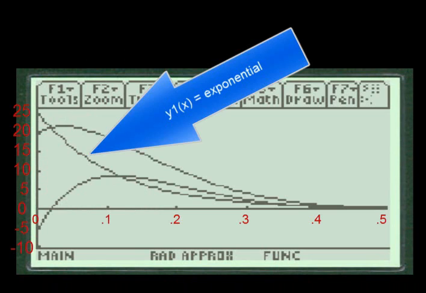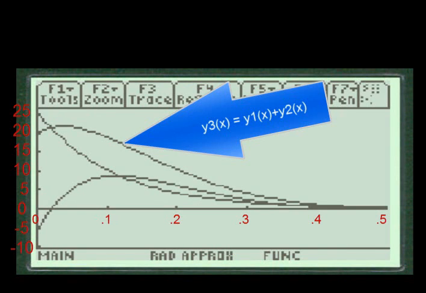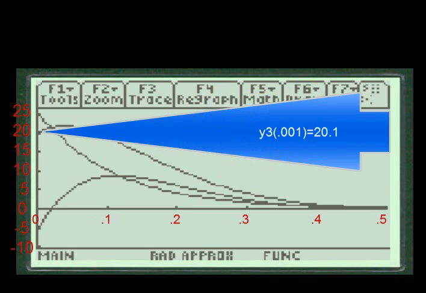This is the exponential function and the damped sinusoid and the sum of those two components. The final function is evaluated at 1 millisecond. We got 20.1.